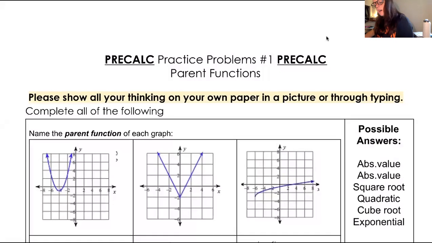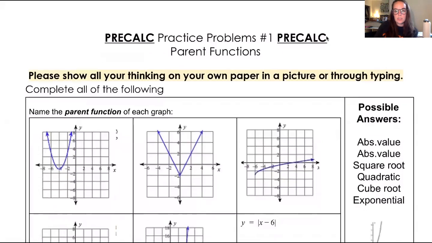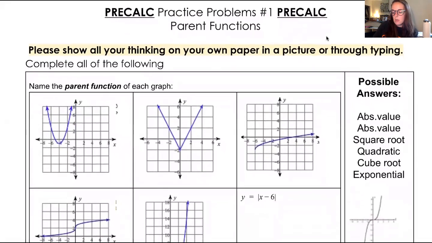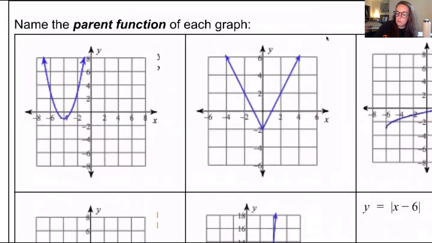Hi team, these are the practice problems for 1 through 3, so we'll start with number 1. For this one, parent functions, you guys did really well. If you're watching this, it's probably just because you messed up the names of them. So we'll just quickly go through these.